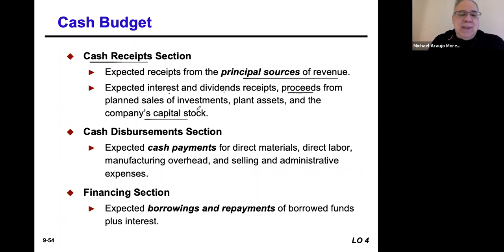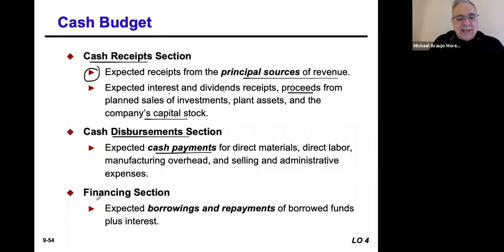So, there may be some things going on there, but most of the time, you're just going to look at what's coming in from revenue. Cash disbursements, again, are cash payments that are going out during that period of time. And of course, you need cash to pay for, I would say, almost all of your expenses, with the exception of depreciation, right? You're going to need to pay out cash for all those things.